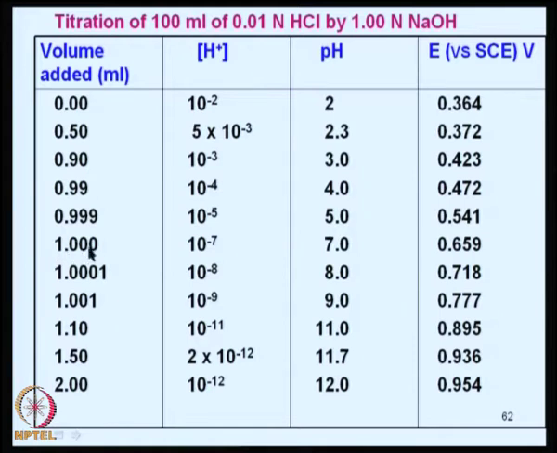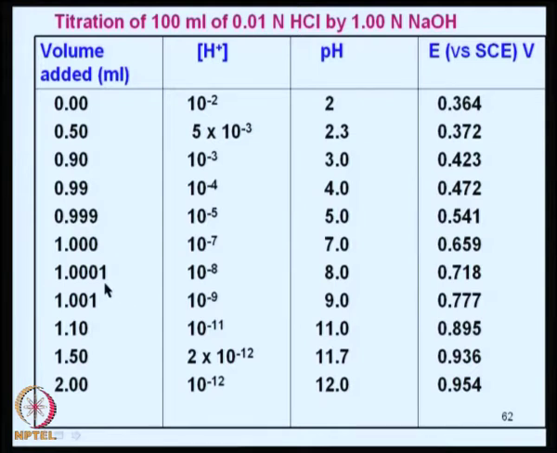Now, when I add 1 ml of this, because it is 100 times more concentrated, there is complete neutralization, and we know that under neutralization conditions pH is 7. So, I have a pH 7 here and the EMF is given by 0.659.